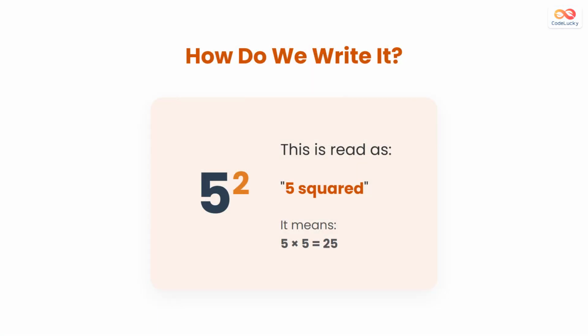In mathematics, we use a small raised number 2 to represent squaring. For instance, when you see a 5 with a small 2 above it, we read this as 5 squared. This notation is just a shorthand way of saying 5 times 5, which equals 25.